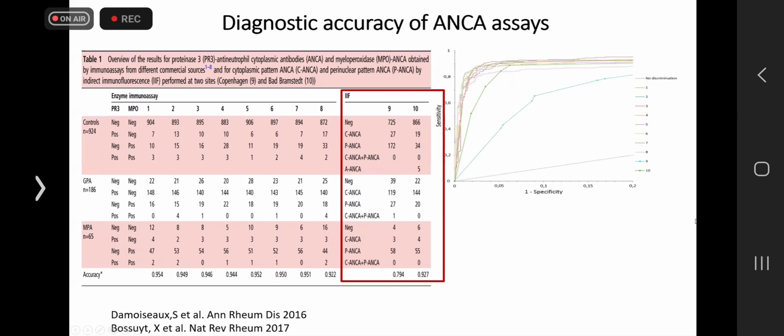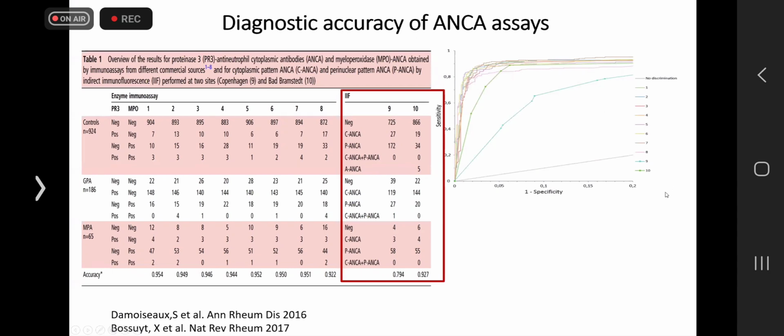And here is the area under the curve for the 8 different immunoassays on top. And at the bottom, you see the 2 immunofluorescence assays, where you see a clear difference between the 2 immunofluorescence assays, and the antigen-based assay outperforms the immunofluorescence assays.